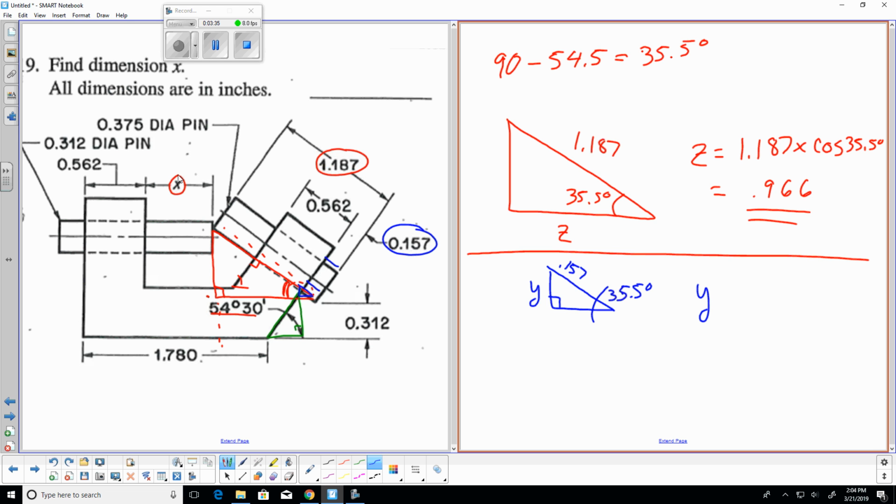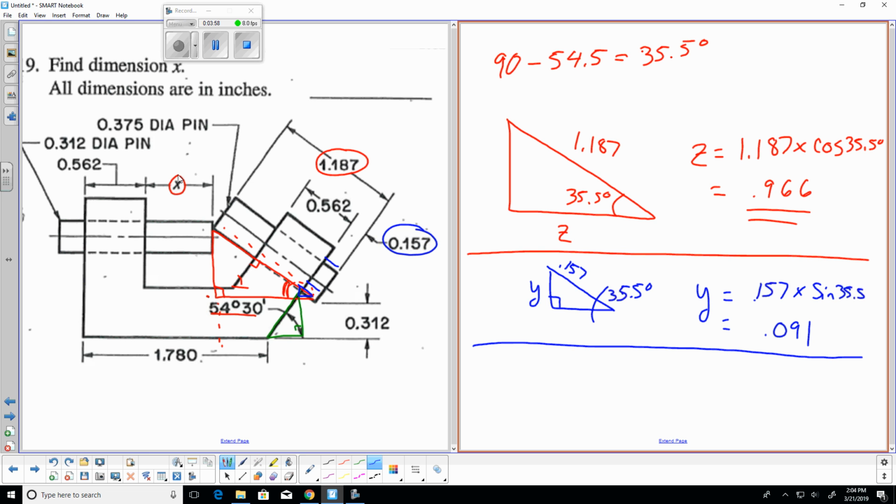So y is going to be the diagonal, 0.157, times the sine of 35 degrees, and as long as my math was right on my paper, you should get 0.091. Okay, so that's the blue triangle down there. We're going to need that piece. All right, so that's our y value.